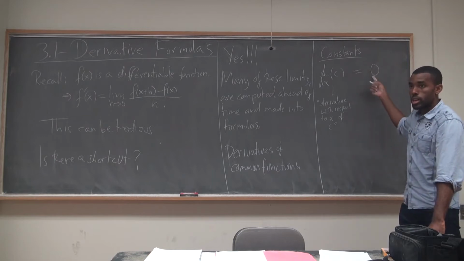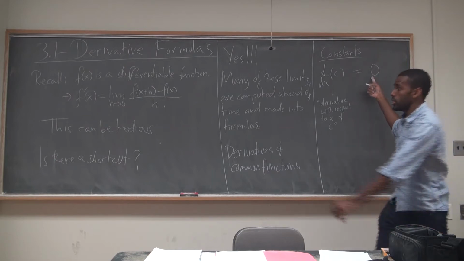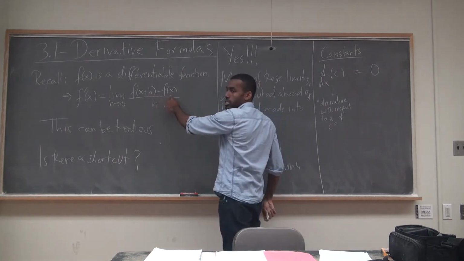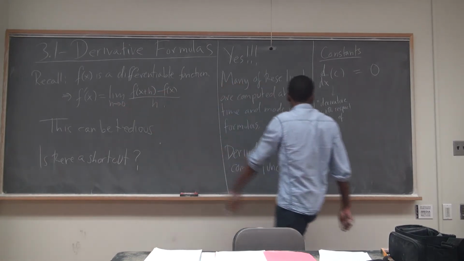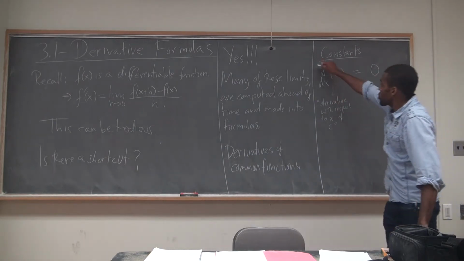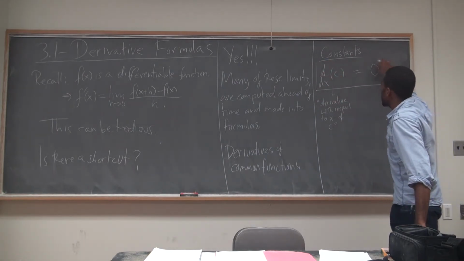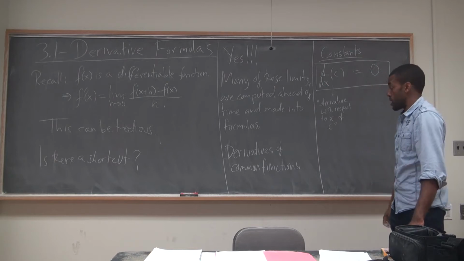I actually proved that for you guys. You plug this into the limit definition. Your f of x plus h and your f of x are just c itself, right? So you just have c minus c, and you will always get 0, right? So this is actually a rule. I know that the derivative of a constant will always be 0. It doesn't matter what the constant is.